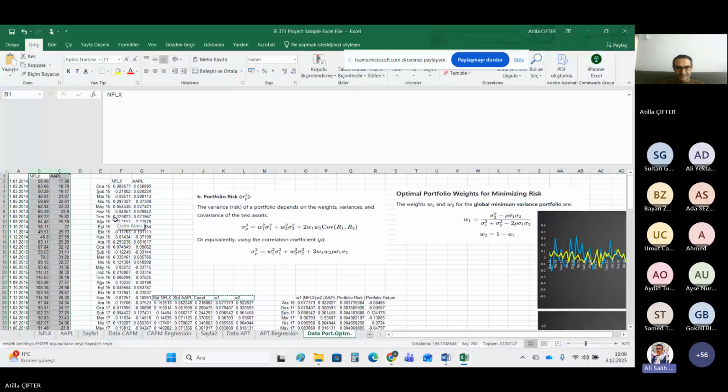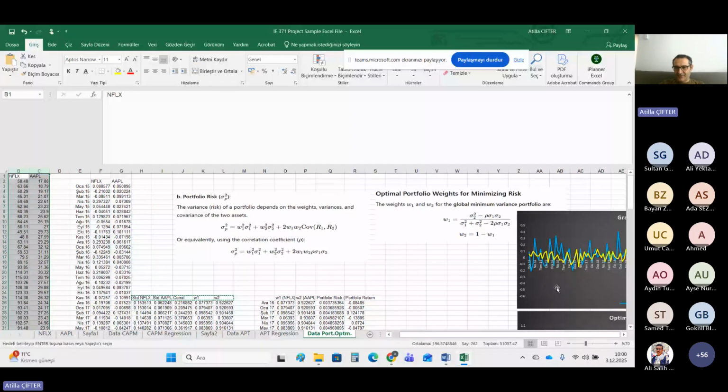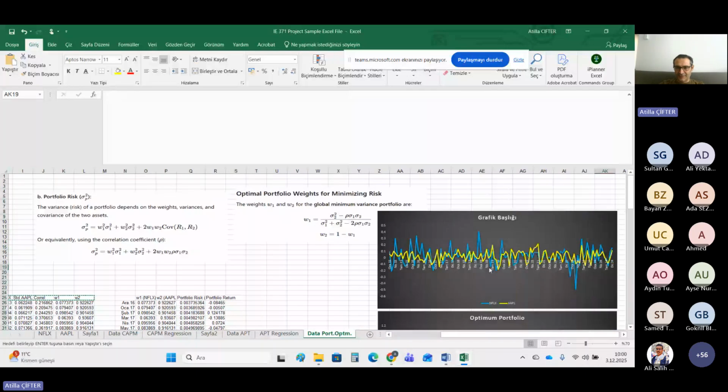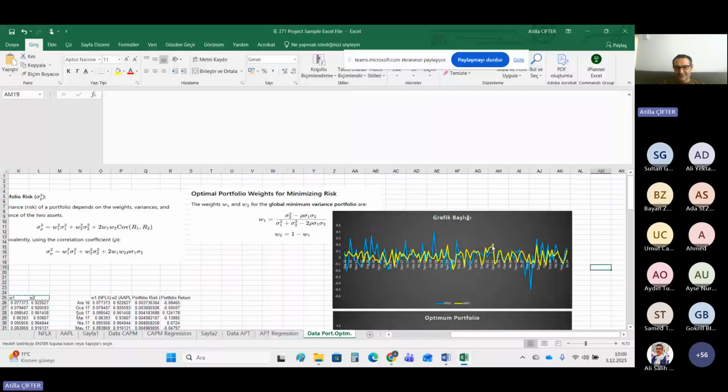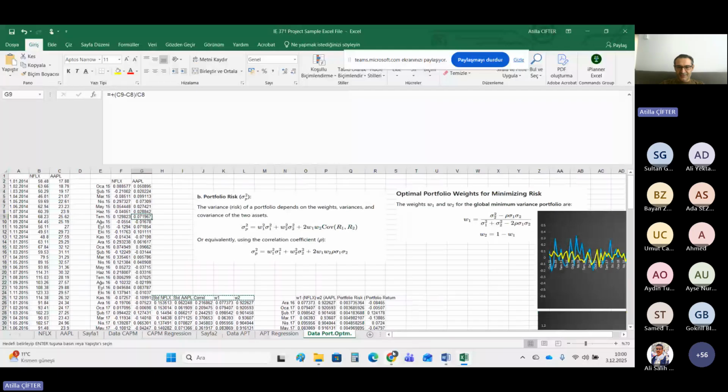Okay, thank you. So when you update it, all of the values will be updated automatically, even the graphs. Then you will just paste and evaluate the result. Yes, any other question?